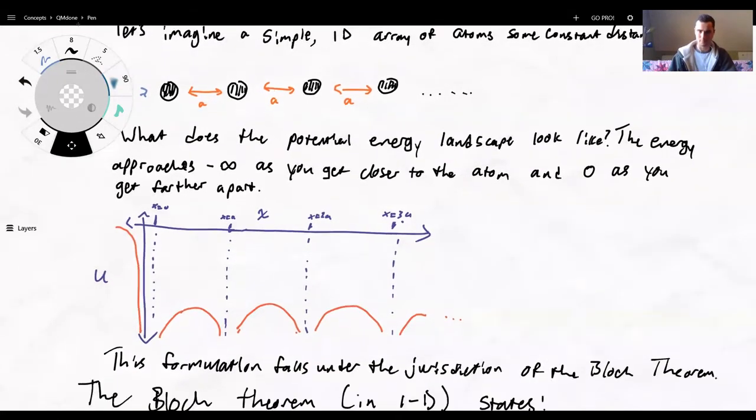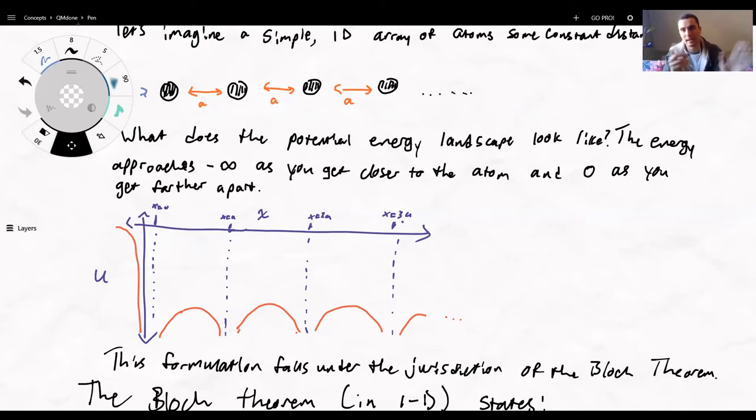Okay. So what does that potential energy landscape look like? The energy, as you approach the atom, and this is for an electron, the potential energy is going to approach negative infinity, right? This makes sense because an electron wants to be close to the atom. You want to bind electrons to the atoms because you have the positive nuclei.